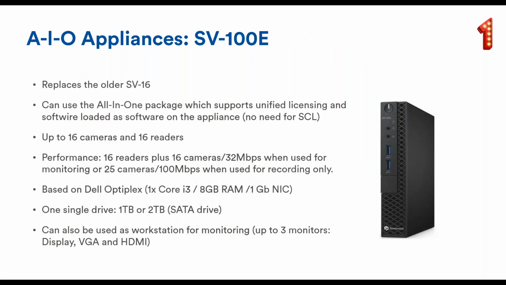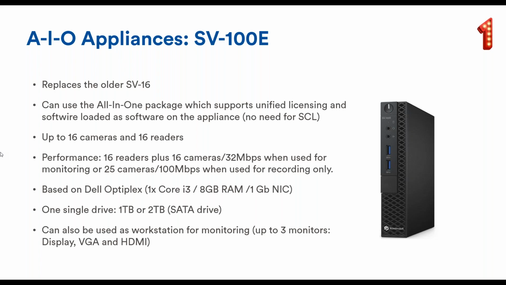So the SV100, which is the one for the smaller system. This one will replace the older SV16 for anyone who's seen them before. It is an all-in-one package. It comes with a specific license, unified licensing, and the software is embedded from within. So you do not need a cloud link unless you're using the Vertex panel.